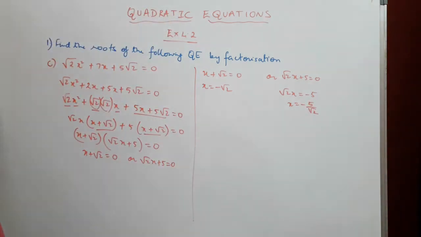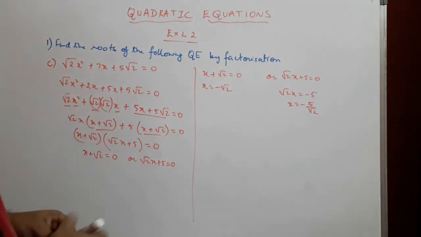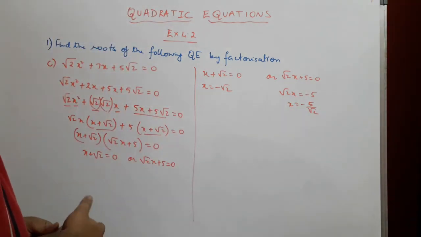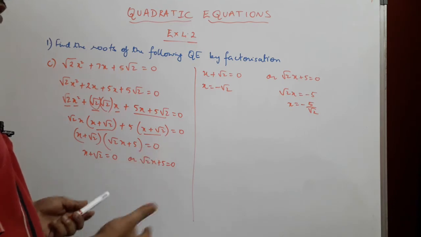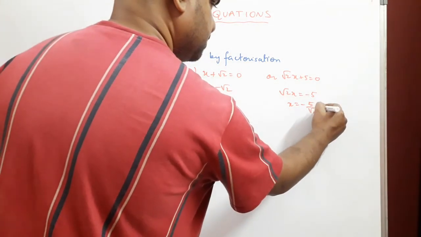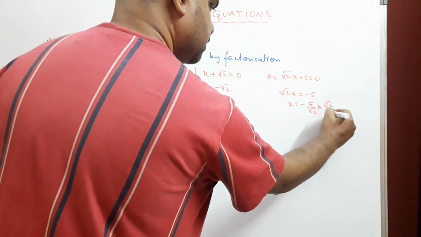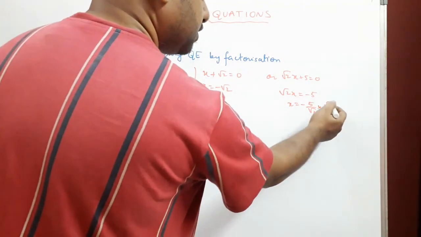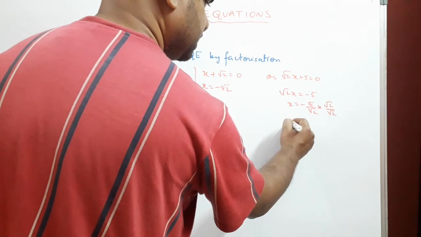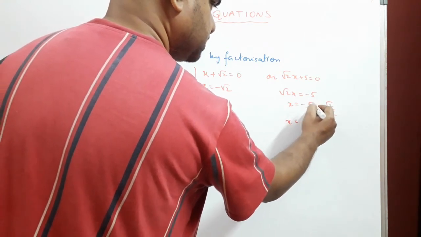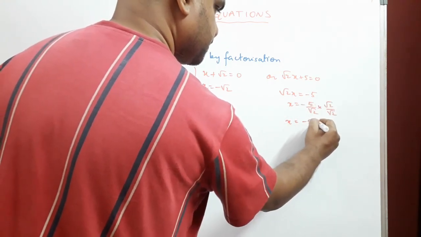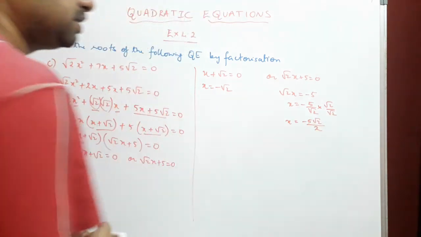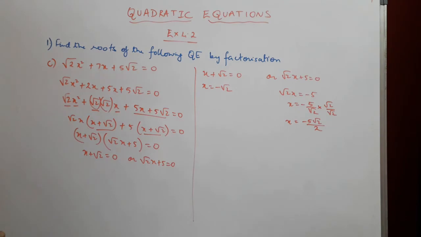Now we never keep root 2 in the denominator. We need to rationalize it, because we need a rational denominator. So what we do is multiply the numerator as well as the denominator by root 2. What we get now is minus 5 into root 2, and root 2 into root 2 will give you 2, which is a rational number. So these are the roots.